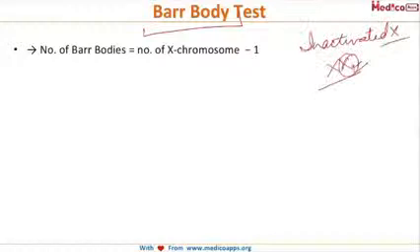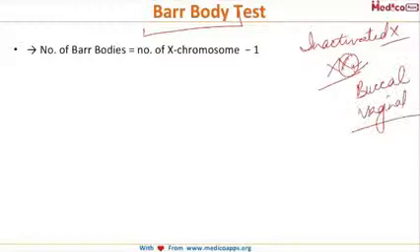So, in any individual in which two X chromosomes are present, one X chromosome is inactivated so that this excess of genetic material is not transferred to the individual. And this inactivated X chromosome is seen as a Barr body in the buccal smear, or in a female, if you take a vaginal smear, you can see these Barr bodies. So, as I told you, it is the inactivated X chromosome. So, the number of Barr bodies in any individual will be the total number of X chromosomes minus 1.